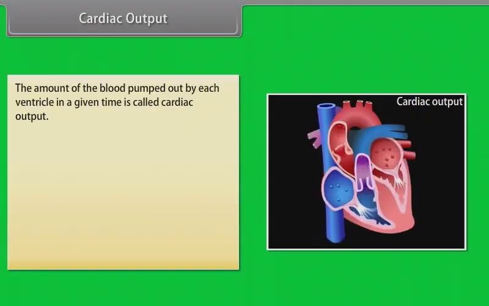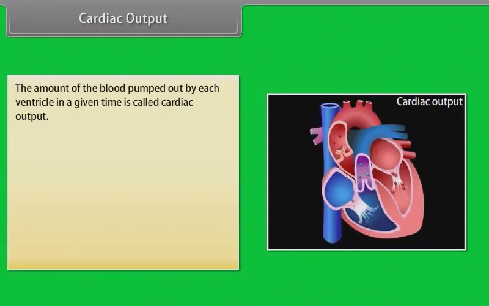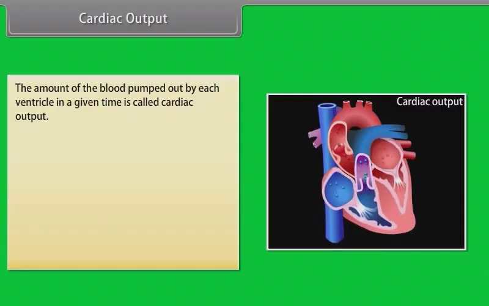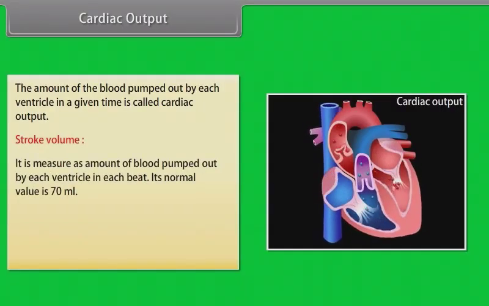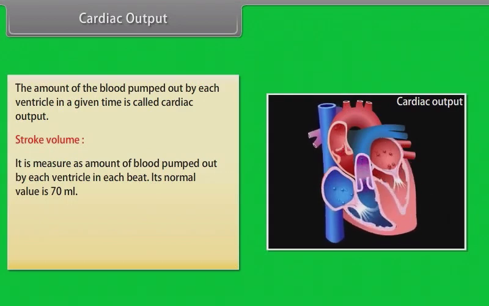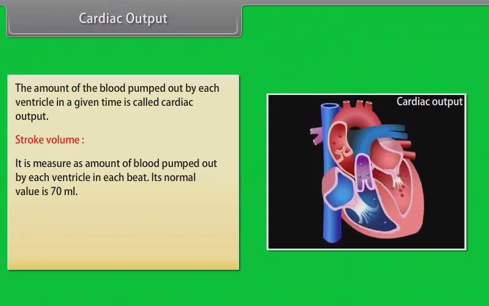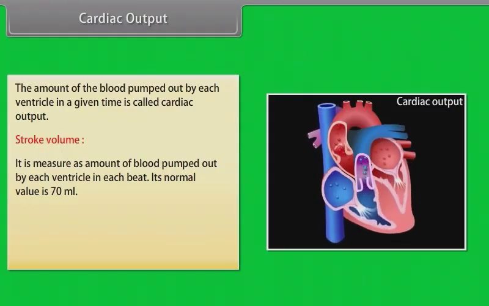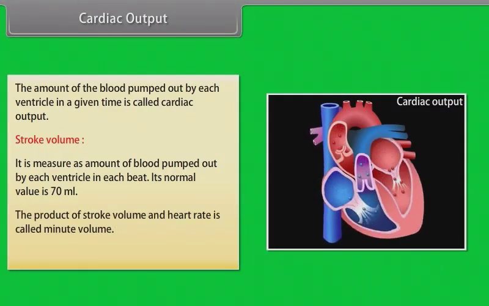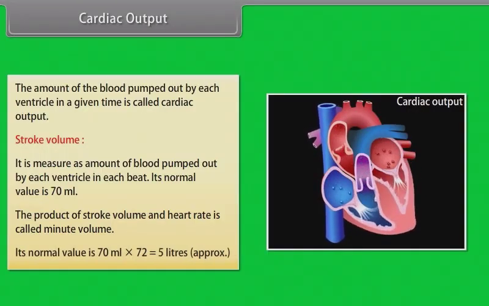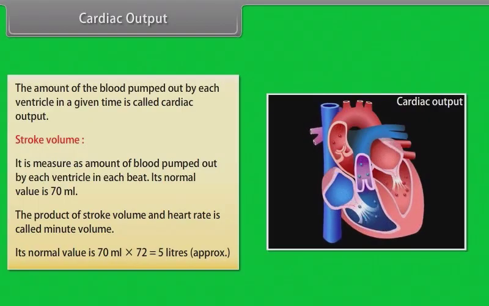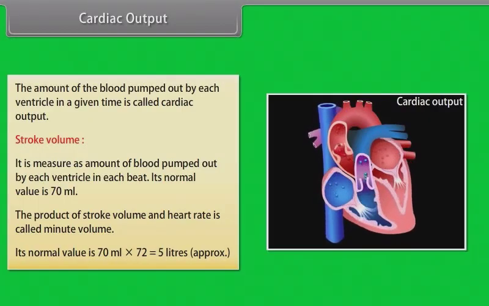Cardiac output. The amount of blood pumped out by each ventricle in a given time is called cardiac output. Stroke volume. It is measured as the amount of blood pumped out by each ventricle in each beat. Its normal value is 70 milliliters. The product of stroke volume and heart rate is called minute volume. Its normal value is 70 milliliters into 72 equals approximately 5 liters.